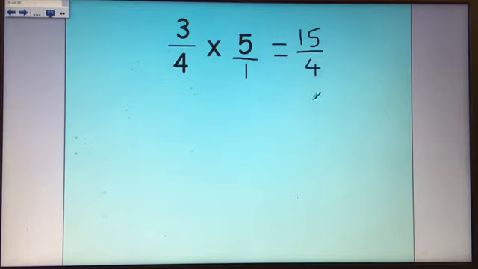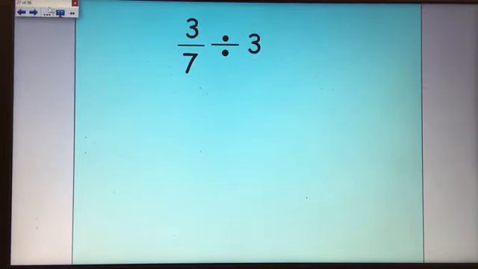So 3/4 times 5 equals 15/4. You could also turn that back into a mixed number. 4 goes into 15 three times, so that'd be 3 and 3/4 left over.